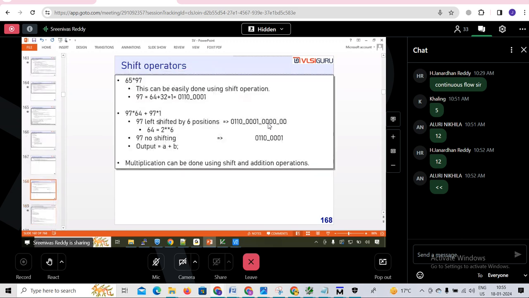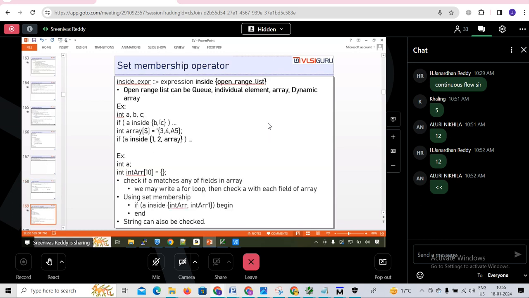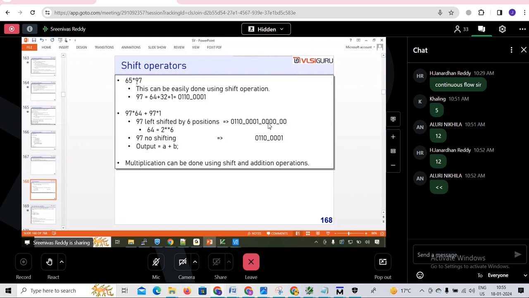Let us now talk about shift operators. I think we have already discussed shift operators, right? Shift operators, I think we have done in Verilog. How we can do multiplication using a shift operator: in 65 into 97, I've told you, you shift it by 6 positions, 1 position, and add it. Same concept. I'm going fast here because we have already done it in Verilog.